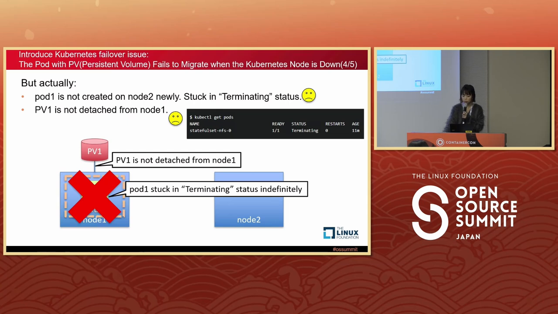The reason why this issue happened is that node 1 does not respond due to the node failure, so pod 1 is stuck in terminating status. And also PV1 cannot be detached from node 1.